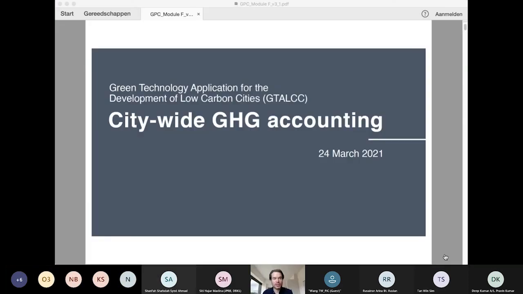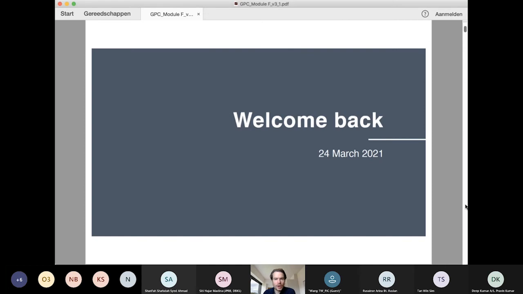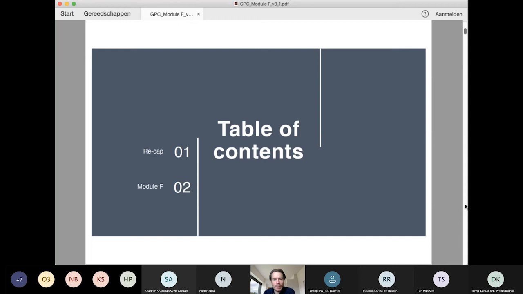Sectors, but if they are significant in your city, then you should definitely measure and report those emissions as well. So you've all got the slide deck and the handouts for today. It should be a fairly light session compared to the previous weeks because this is an optional sector, so we're not going to go into too much detail.